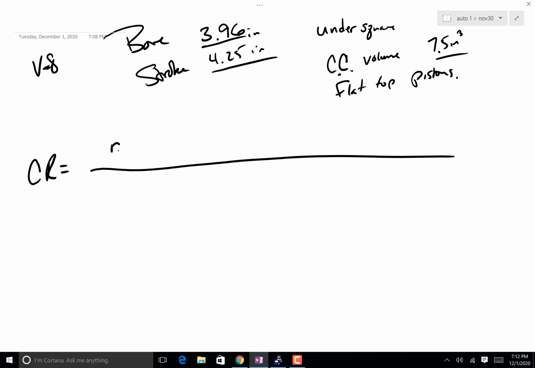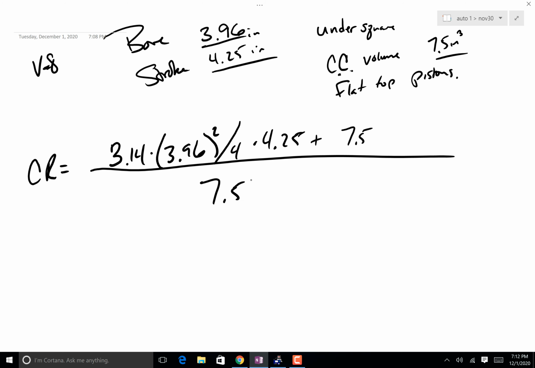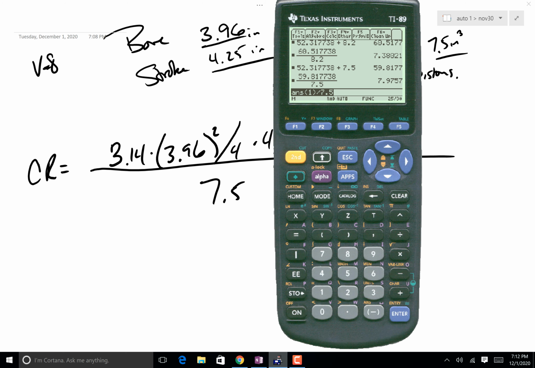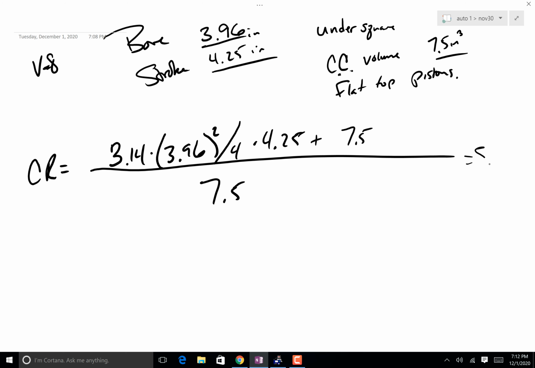So here it is. Pi times 3.96 squared divided by 4 times 4.25. That is the volume of my cylinder, one of them, plus 7.5, divided by 7.5. Do the math. Hey, look at that, 7.97, or roughly 8 to 1 compression. 8 to 1. Basically 7.97.